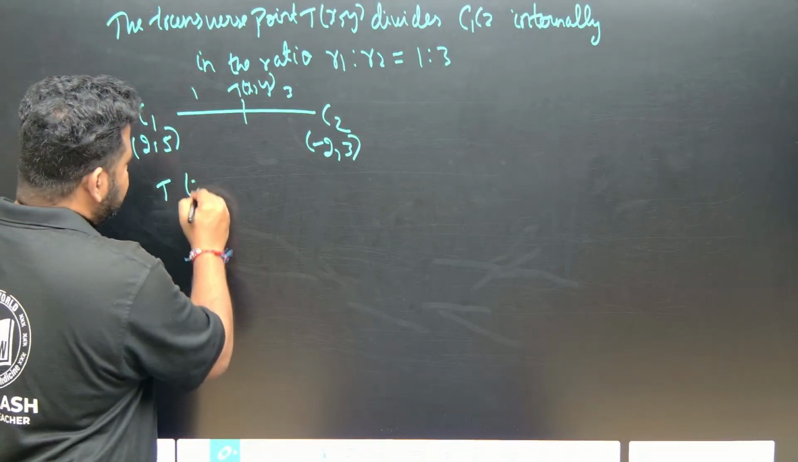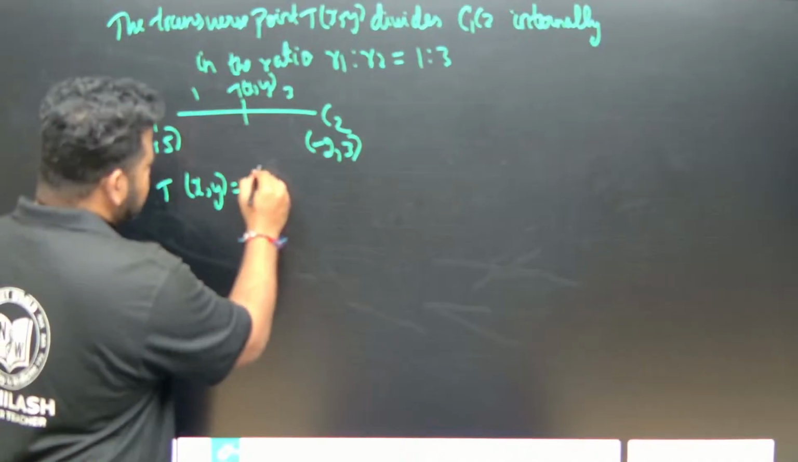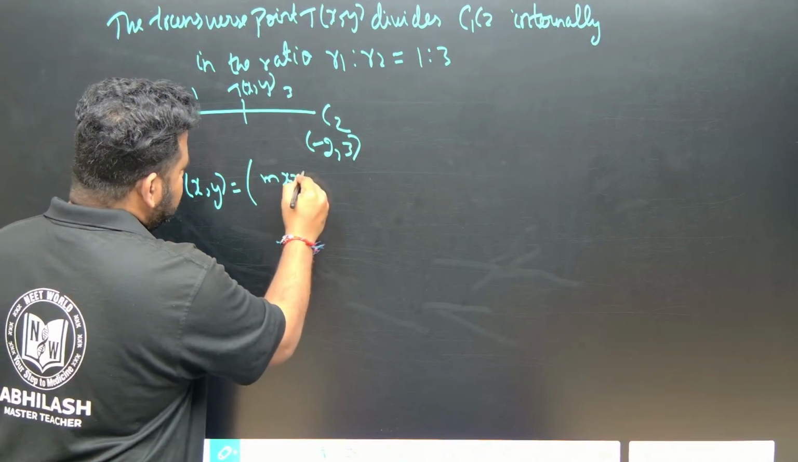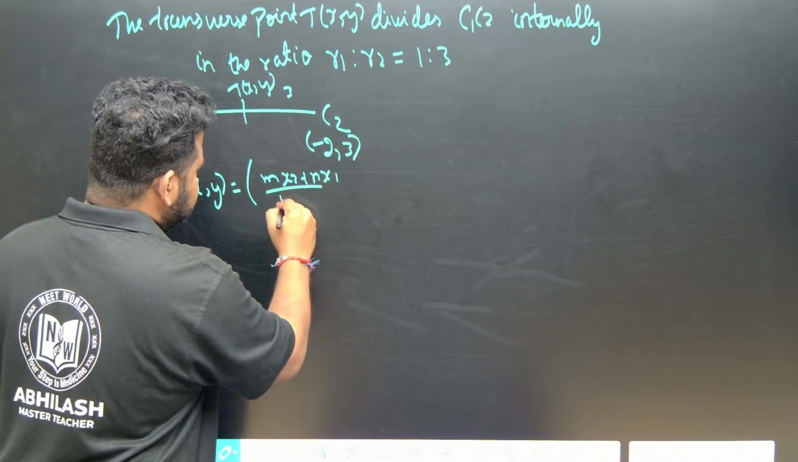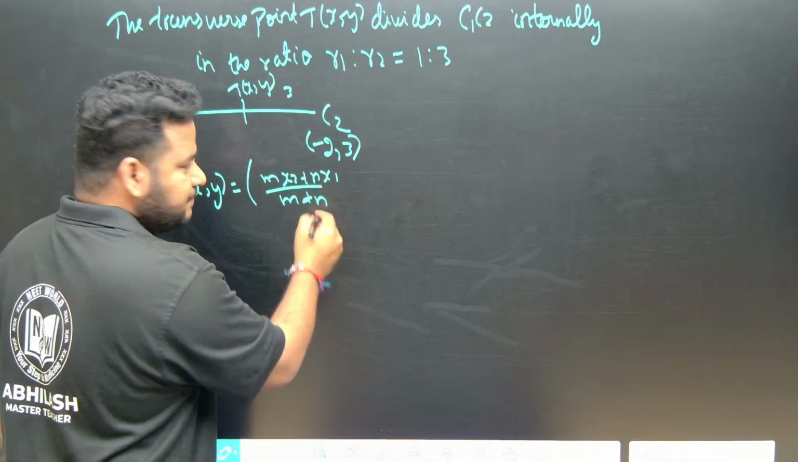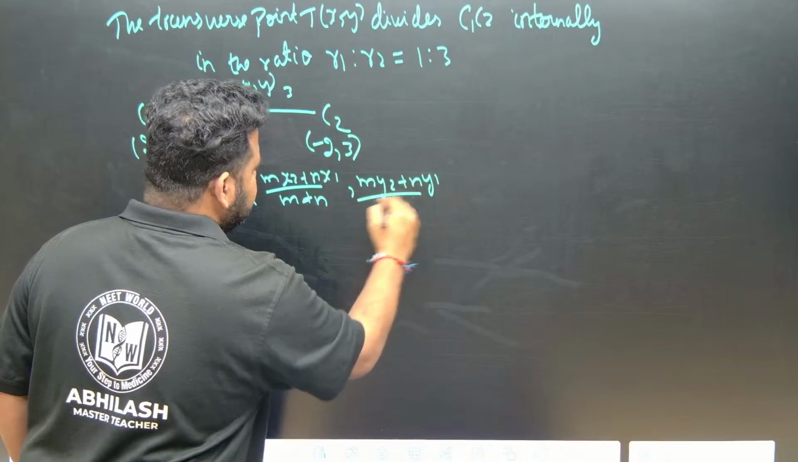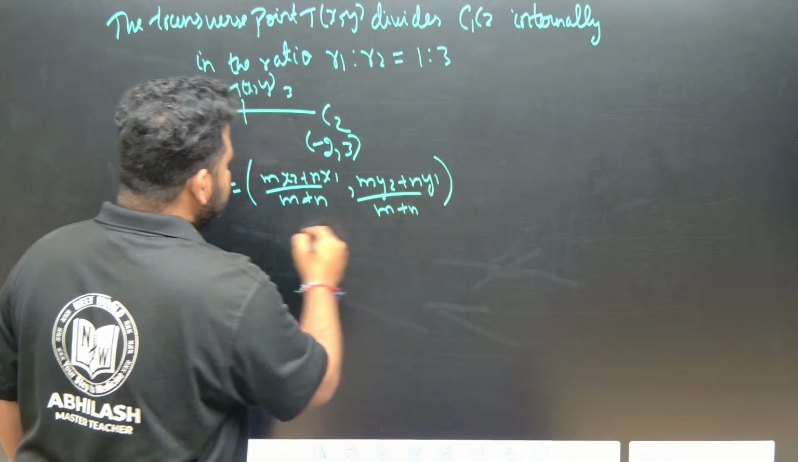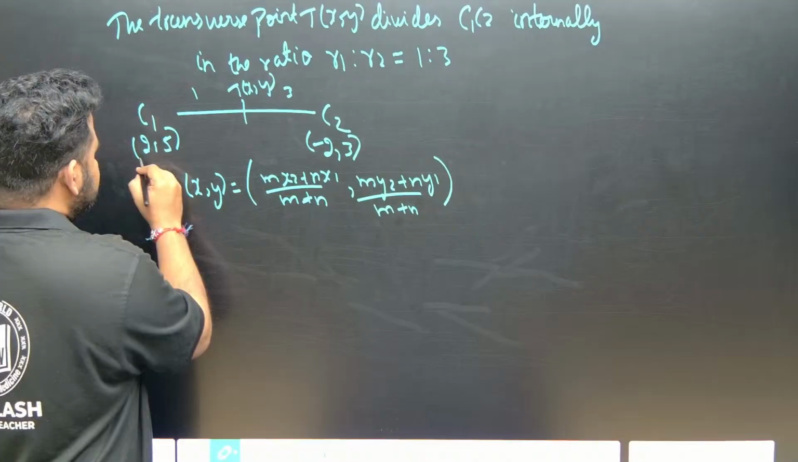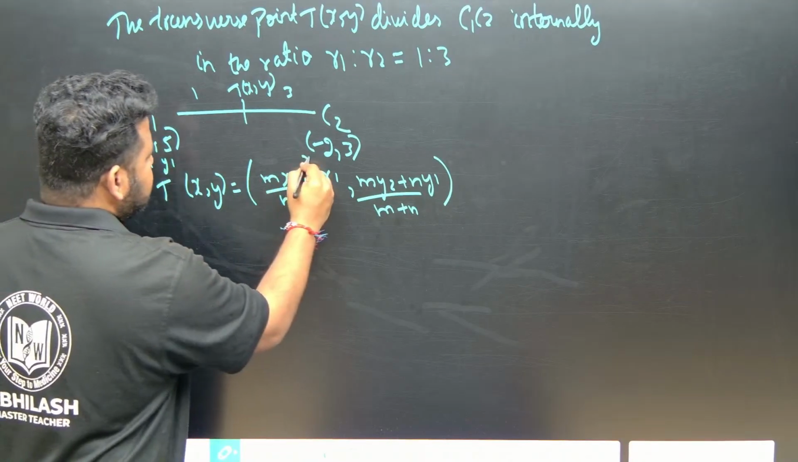T of x comma y is equal to (m x2 plus n x1) by (m plus n), m internally, so it is m plus n. Similarly (m y2 plus n y1) by (m plus n), correct? So this is x1 y1, this is x2 y2.